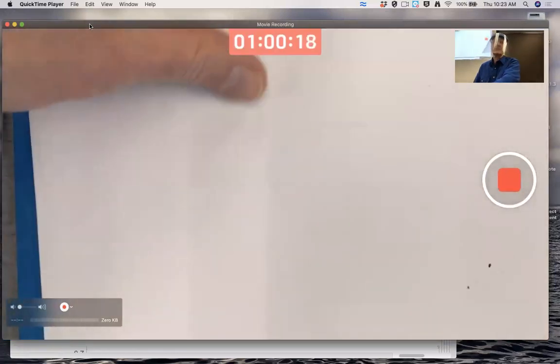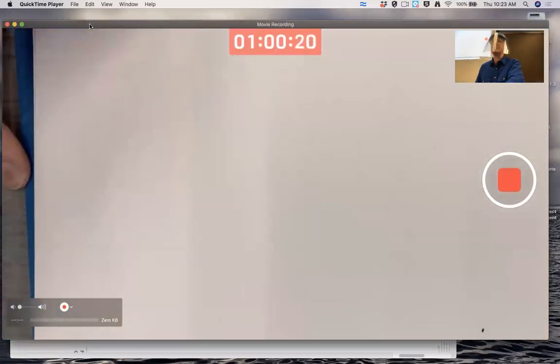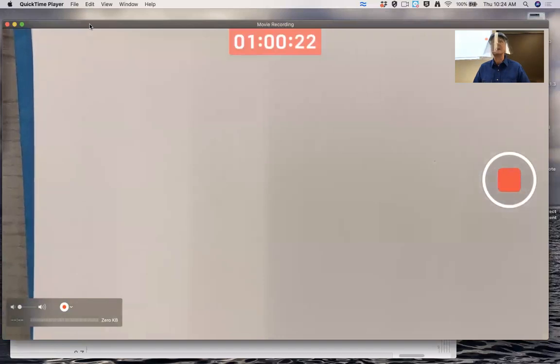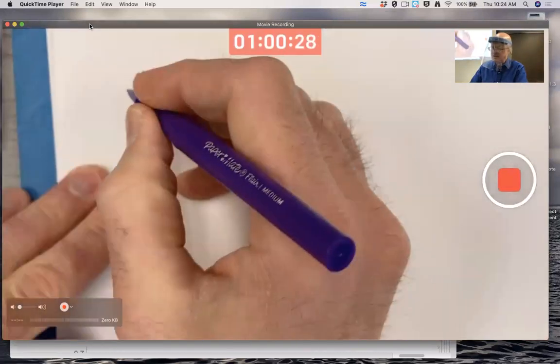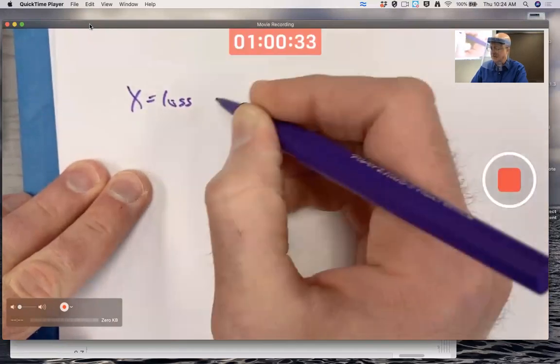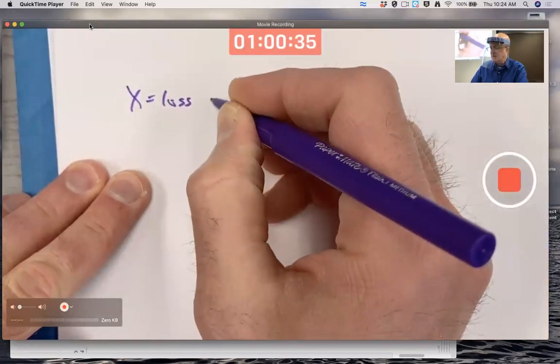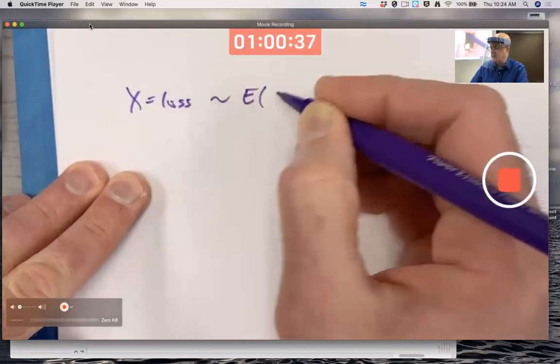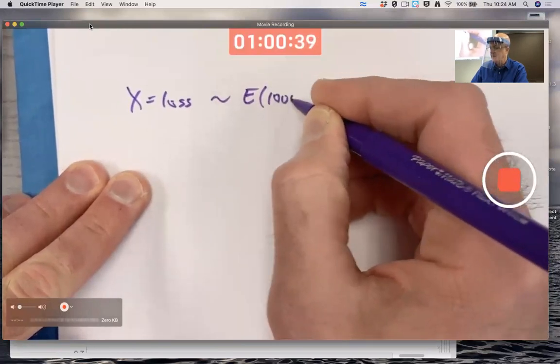And let's do another insurance application. This time, instead of a deductible, let's say the policy has a maximum payment. So X is once again the loss of the person, like in a car accident. Let's, like in the homework problem, assume this is exponential with mean of 1,000.